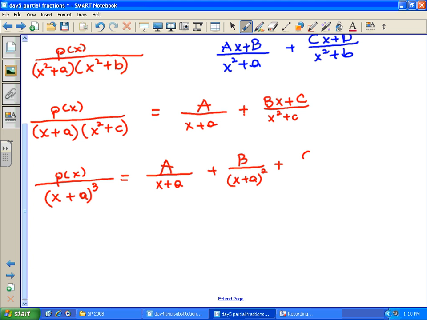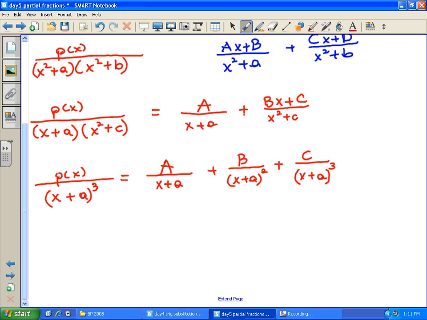Yet another constant divided by, any guesses? X plus a to the third. In other words, if you have a repeated factor, if the highest power of that factor is 3, you're going to need 3 fractions to split that. If that had been a 5, you're going to need 5 fractions, etc.